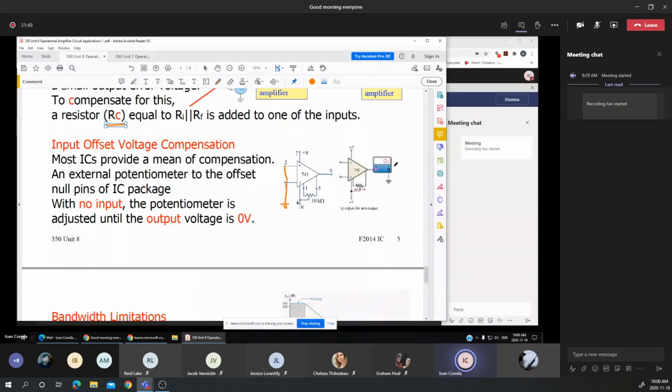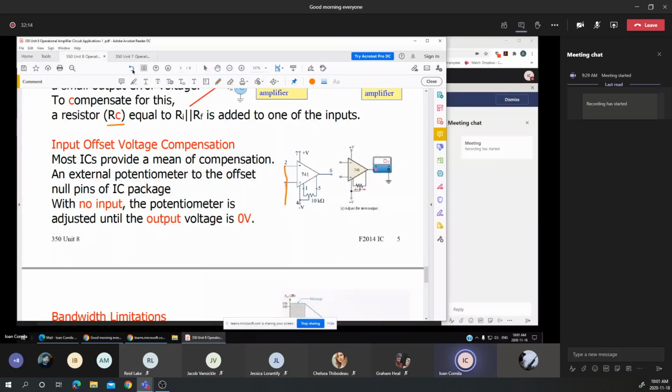In both ways, we can end up with an output voltage of 0, and this is how we can compensate for the imperfection of the practical, the real op amp, or the real 741 operational amplifier.